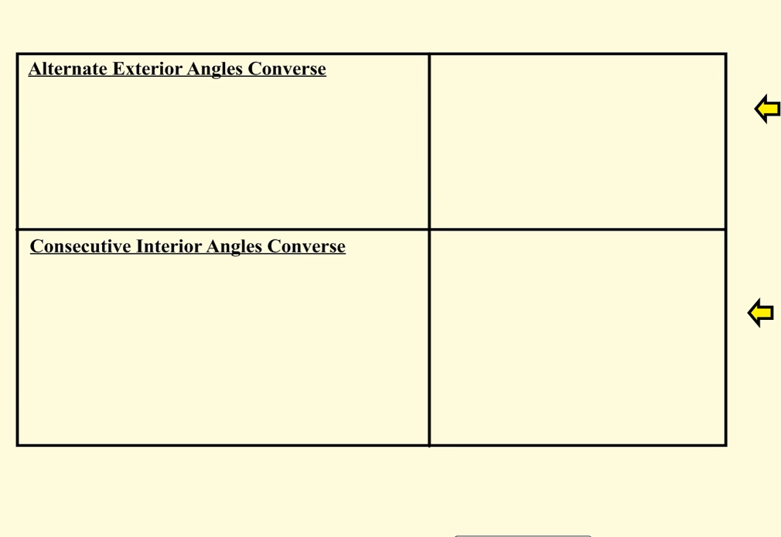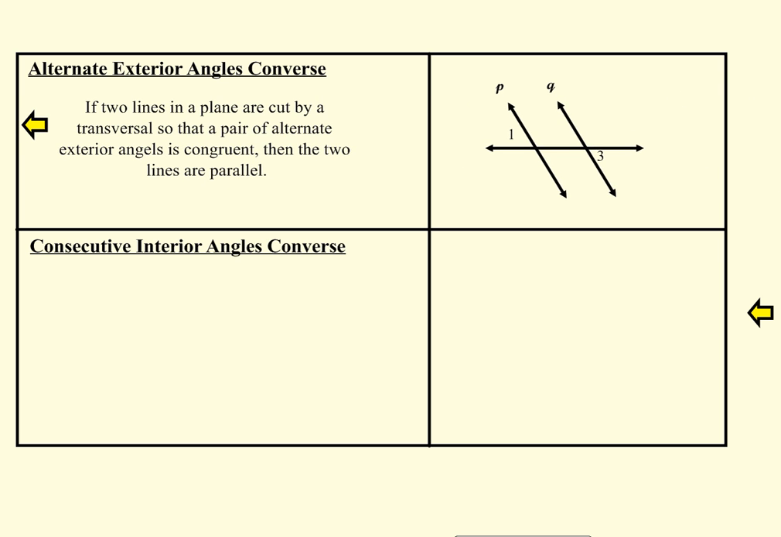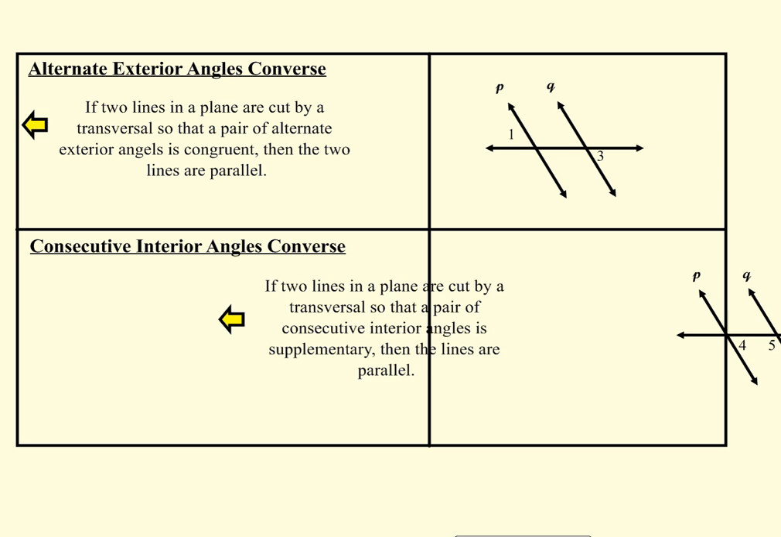Likewise, this carries over to what else we've been talking about. So the alternate exterior angles converse. Same kind of idea. If I can show that one pair of alternate exterior angles are congruent, then I can say those two lines are parallel. Remember, that's the big idea. We're trying to show, how can I show two lines are parallel?